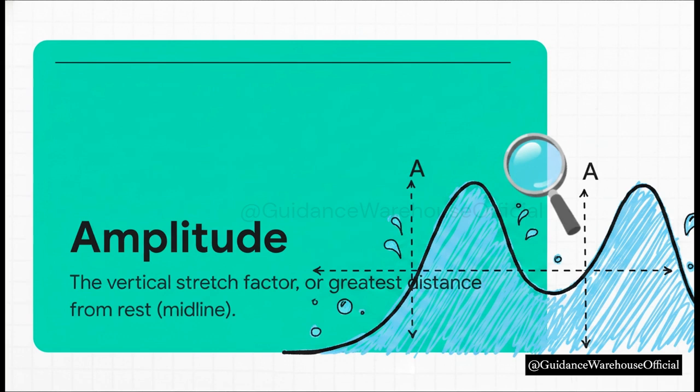Think of amplitude as the absolute vertical stretch factor. It represents the greatest distance the wave travels from its resting point, which we call the midline. If you're looking at a real ocean wave, the amplitude is exactly how tall that wave gets from the calm sea level to the very peak of the crest. If your amplitude value, which we represent with the letter A, is 4, well, your wave stretches exactly 4 units high and 4 units low.